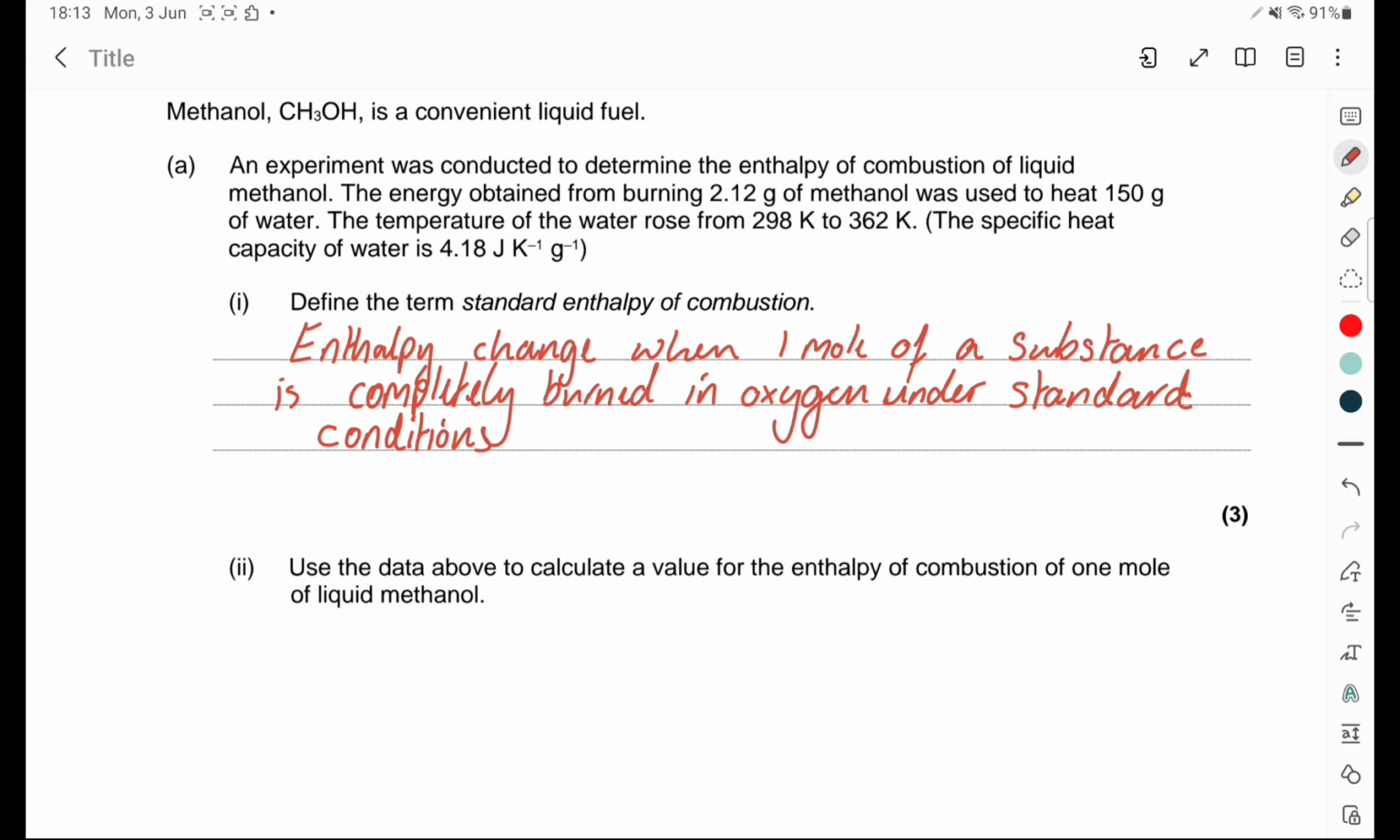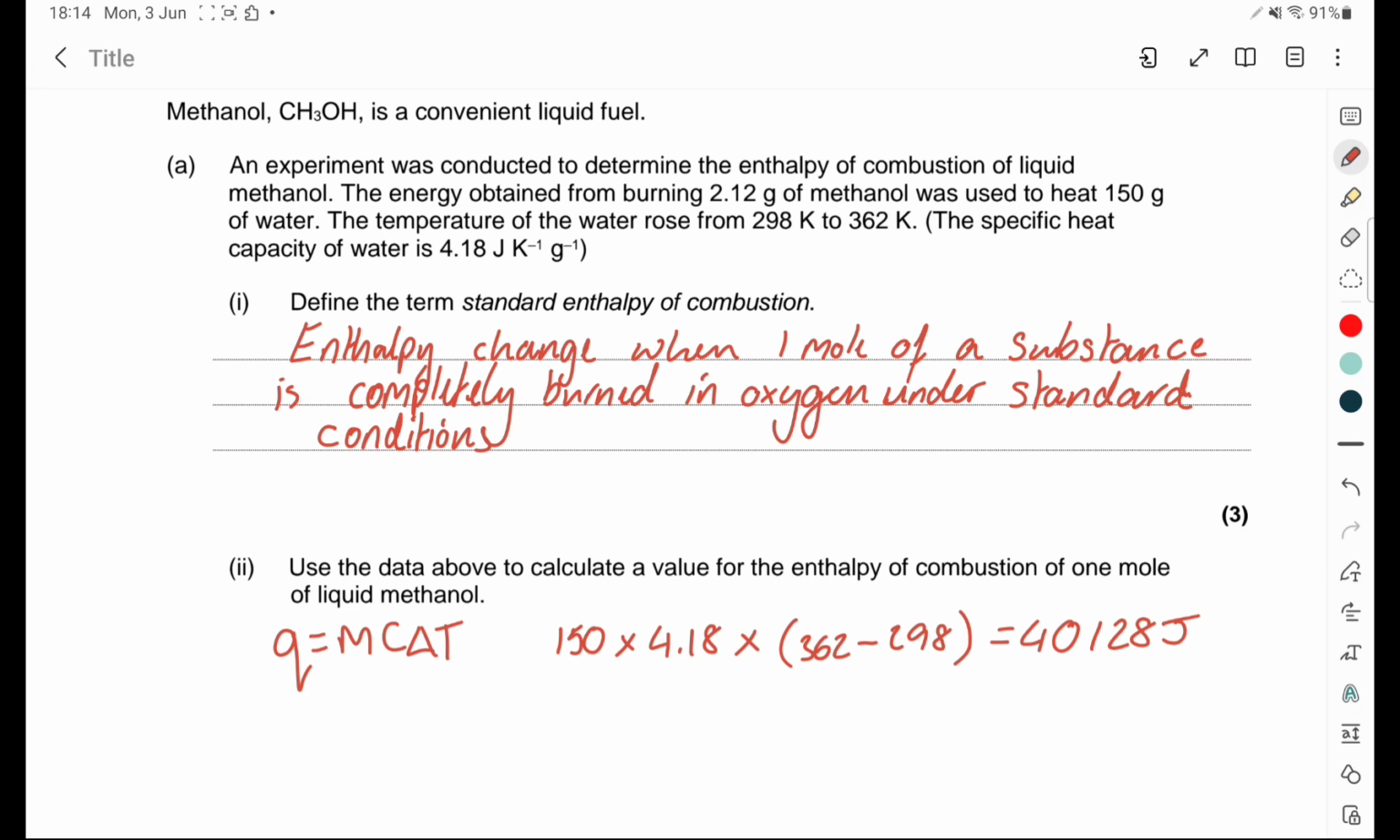So the next question is another calorimetry question. Like before, we'll start with Q equals mc delta T, although unlike before, we don't need to use a graph to work out what the temperature change is. So Q equals mc delta T.